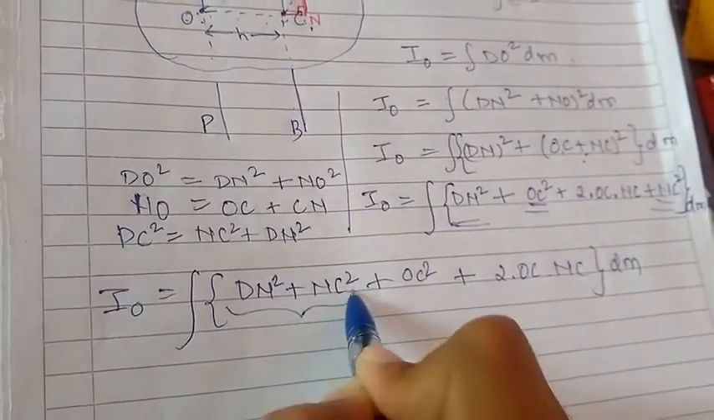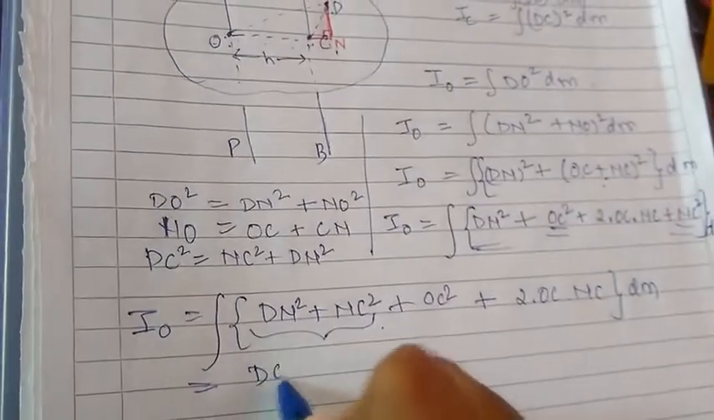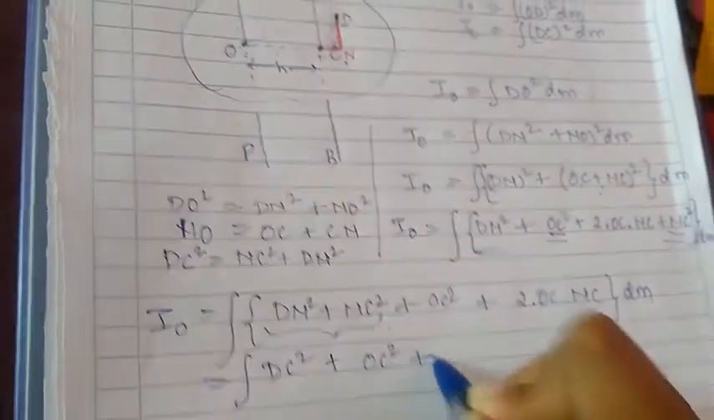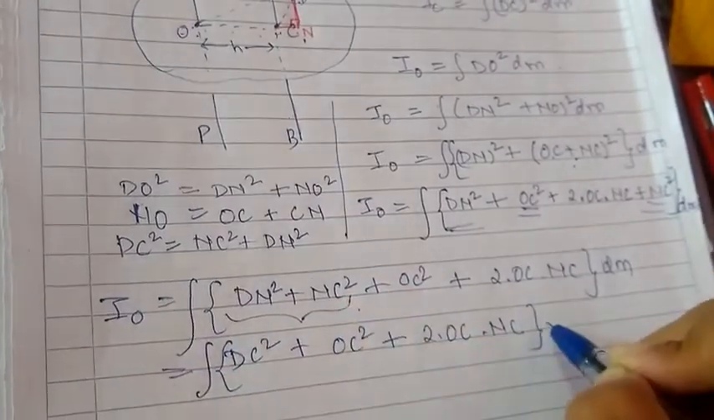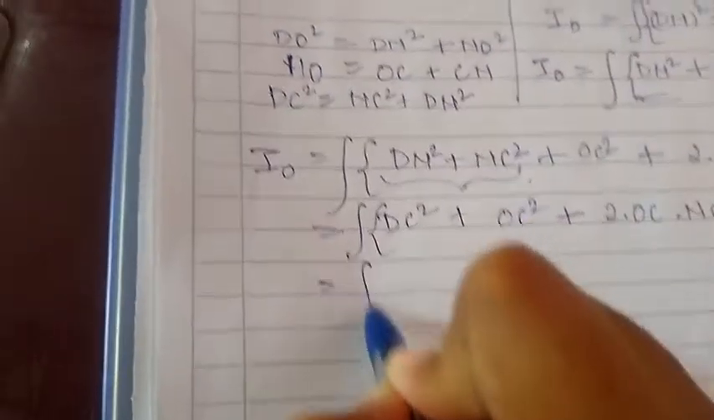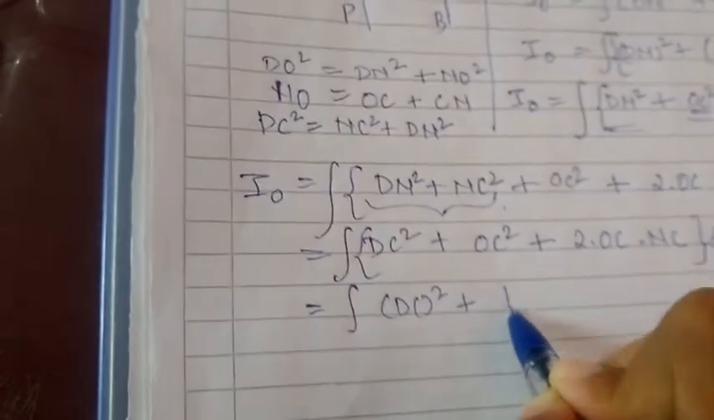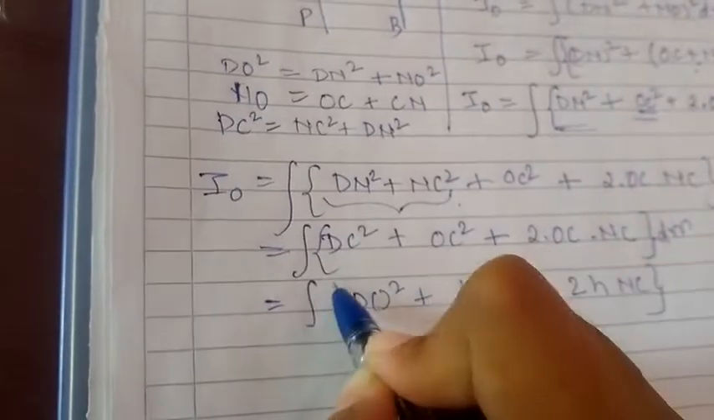Now this, from the Pythagoras theorem, is equal to DC square. Okay, so this is plus OC square plus 2 dot OC dot NC, whole multiplied by dm. Now you know that this OC is equal to small h. So you can substitute the value here. So integral of DC square plus h square plus 2 h NC, whole multiplied by dm.